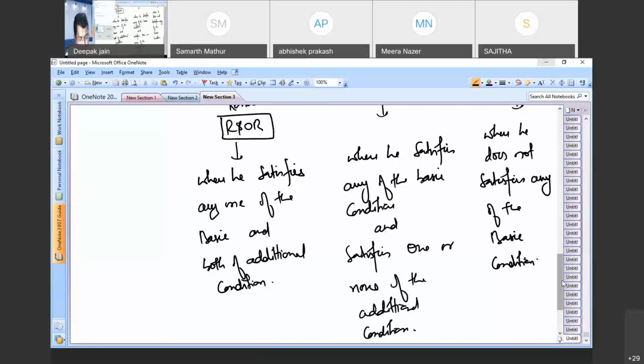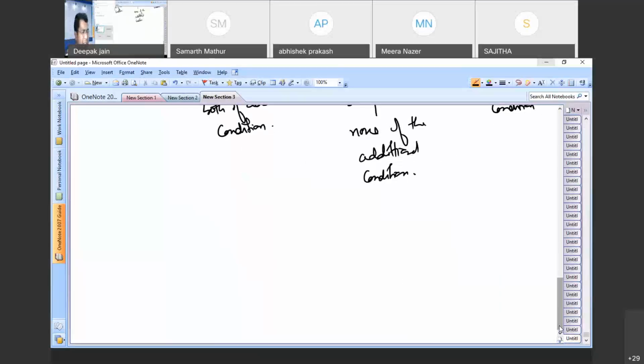What are the basic conditions? Basic condition number 1: he should be in India for 182 days or more during the relevant previous year. Basic condition 2: he should be in India for 60 days or more in the current year and 365 days or more in the immediately preceding 4 years. These two are the basic conditions.